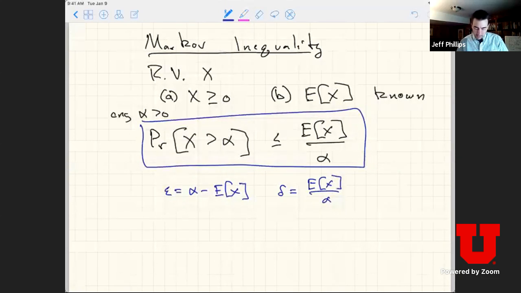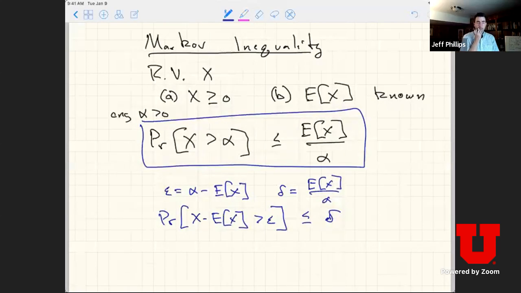Then what does this bound look like? By algebraic manipulation, I get that x minus the expected value of x is greater than epsilon, with probability less than or equal to delta. And this delta is equal to expected value of x divided by epsilon plus expected value of x. This is not the standard form, but this looks a little bit more like the PAC bounds. The other two inequalities will look a lot closer to the PAC bounds we wrote on the previous slide.